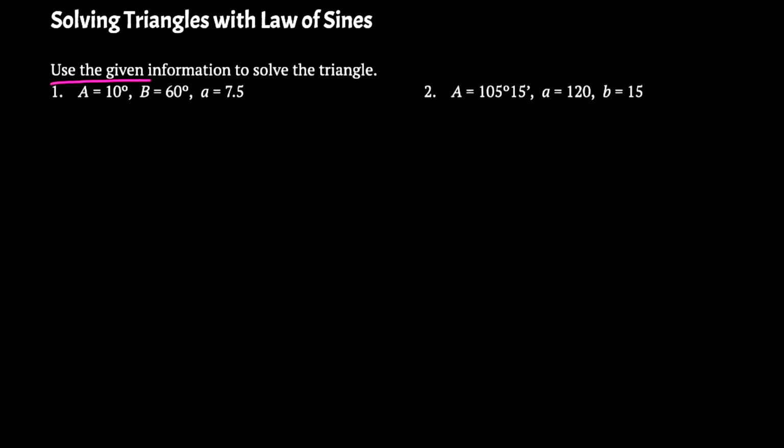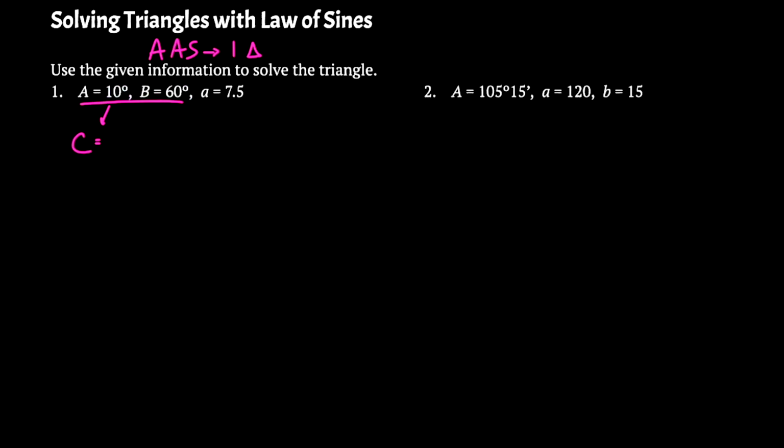Alright, so jumping into number 1, it says use the given information to solve the triangle, and the information we're given is angle A, angle B, and side A. So this is an angle side case. Again, this is not the most important thing, it just tells me that there's only going to be one possible triangle. So the fact that I have 2 angles tells me it's going to be really easy to figure out the third angle, because I remember that all of the angles in a triangle have to add up to 180.